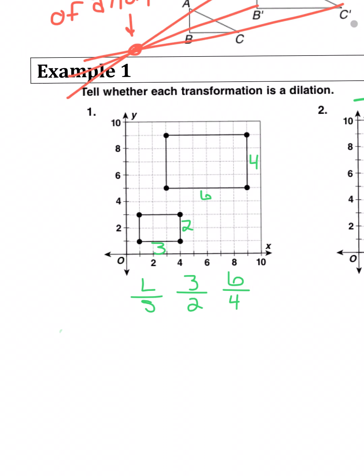And I can find that those are the same by finding a common denominator or simplifying both, however you want to do it, and we end up seeing that they are in fact equivalent. So that is one thing we're looking for. Also, we can see that they are the same shape, so that helps us to know as well that these are considered a dilation.